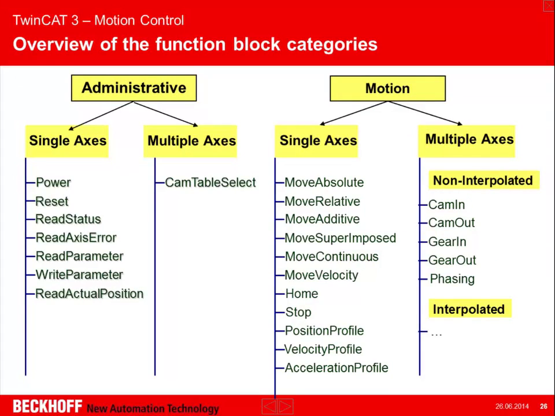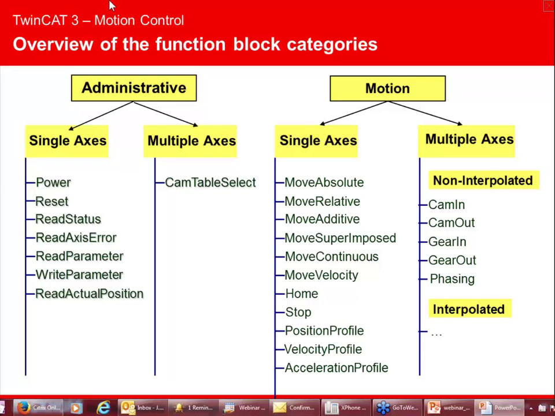A complete set of function blocks is defined in the PLCopen standard. So we have administrative function blocks and motion function blocks. For administrative function blocks, of course, we have a power function block, a reset, and different other function blocks. On the motion side, we have, of course, move absolute or move relative, but also a position profile, a velocity profile, and so on. And for multiple axes, we also support cam in, gear in, phasing, and so on.